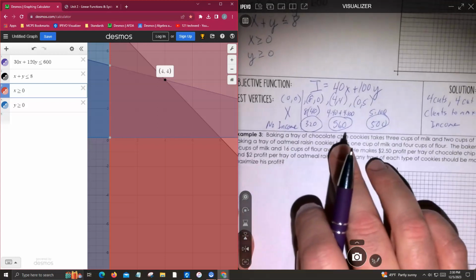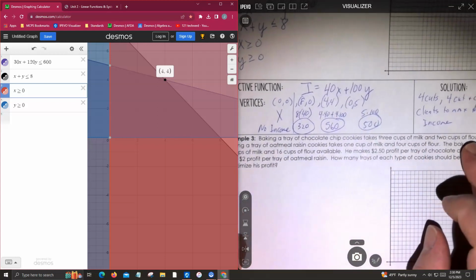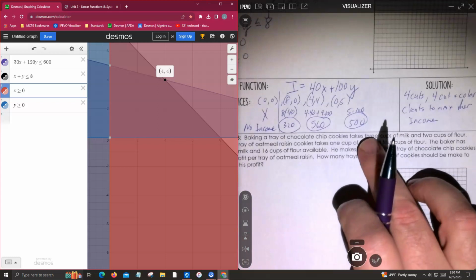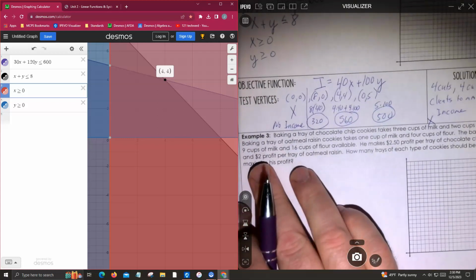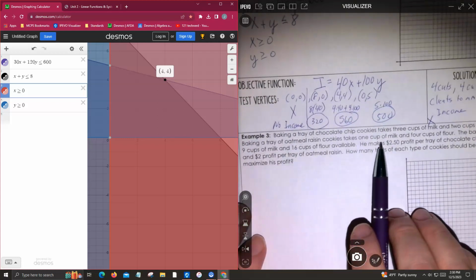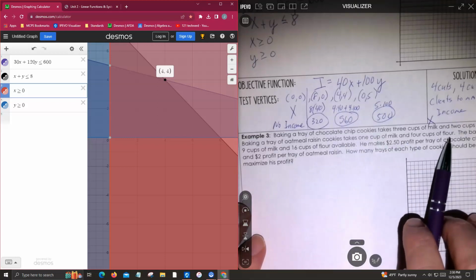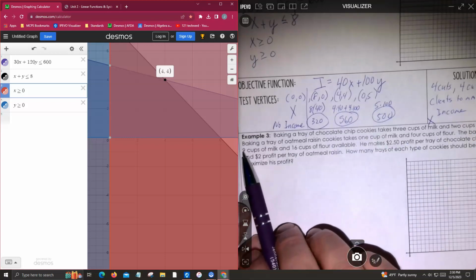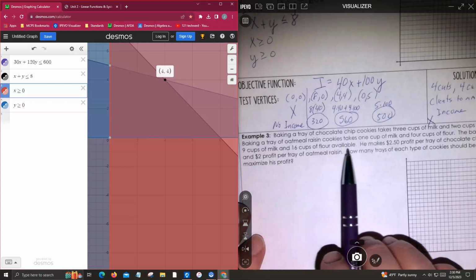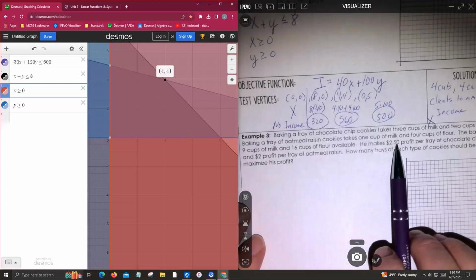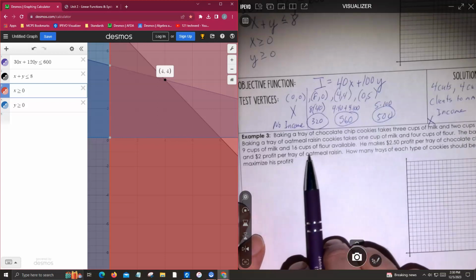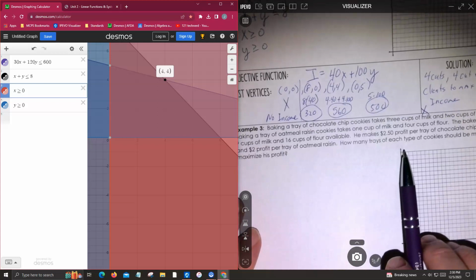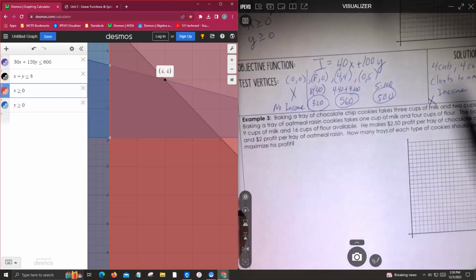All right, so you're baking a tray of chocolate chip cookies, takes 3 cups of milk and 2 cups of flour. Okay, so first thing mentioned is milk and then flour. So milk is X, flour is Y. Baking a tray of oatmeal raisin cookies takes 1 cup of milk and 4 cups of flour. The baker has 9 cups of milk and 16 cups of flour available. He makes $2.50 profit per tray of chocolate chip cookies and $2 profit for any tray of oatmeal cookies. How many trays of each type should he make to maximize his profit?